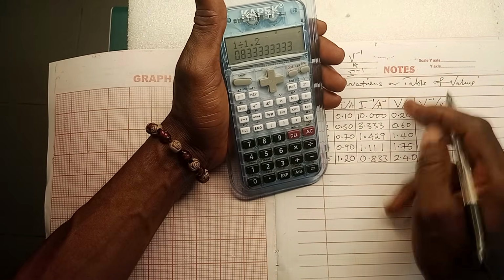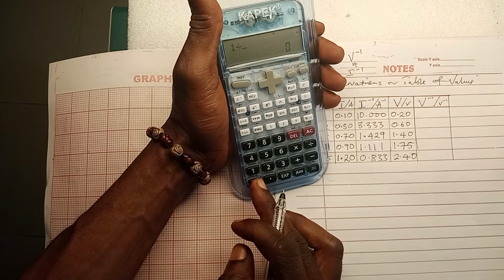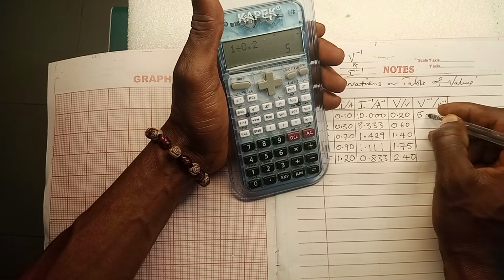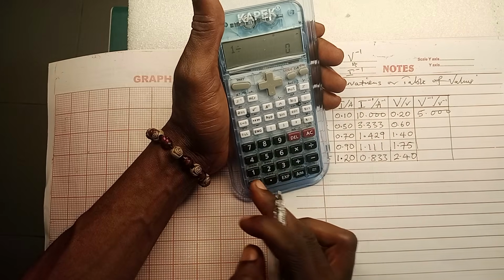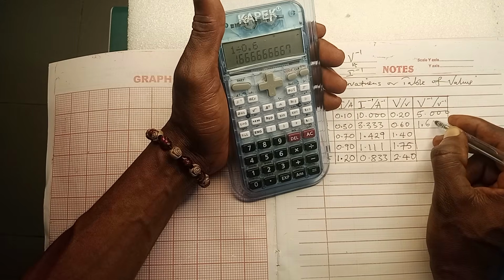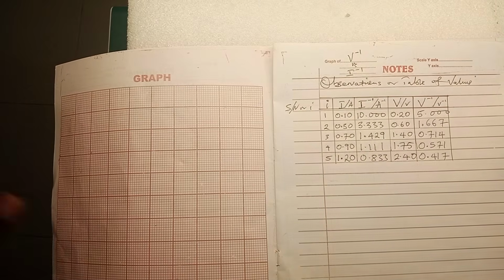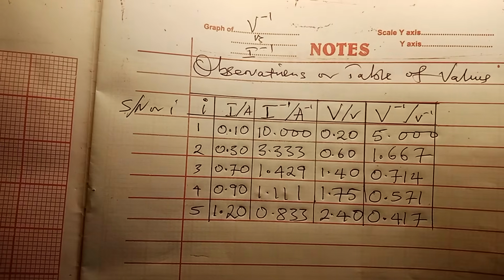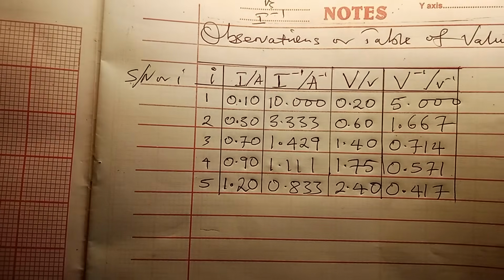The next one is 1 divided by everything here. So we'll have 1 divided by 0.2. We have 5. We'll record it as 5.000. So we'll have 1 divided by 0.6. We have 1.667. So we are done generating the table of values, the most important section of this alternative to practicals. You may screenshot this. Good.